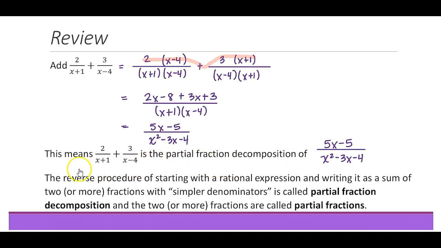What we're interested in doing is the reverse procedure of what we just did. The reverse procedure of starting with a rational expression and writing it as a sum of two or more fractions with, quote, simpler denominators is called partial fraction decomposition. And the two or more fractions are called partial fractions.